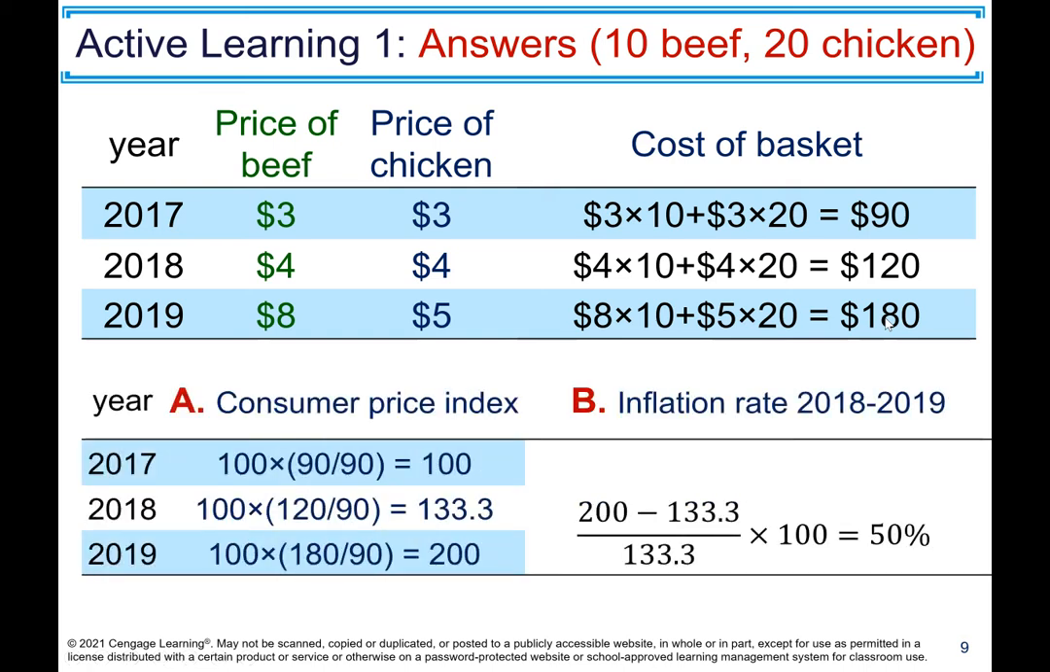Okay, then you use the CPI to calculate inflation. So for 2019, it is 200 minus 133.3 divided by 133.3 times 100. Inflation is 50%.